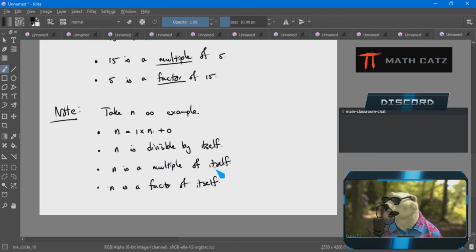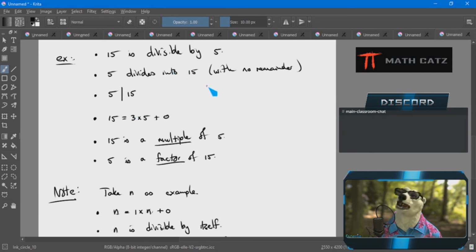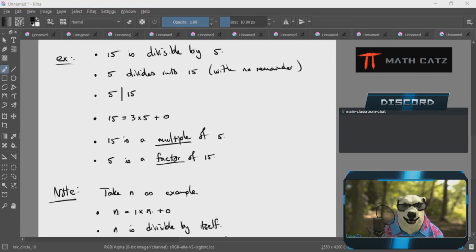So there's a little bit of an overlap. But when the numbers are different, sure, then I think of the big one being a multiple of the small one. The small one being a factor of the big one. The big one is divisible by the small one. The small one divides into the big one. But note that they don't have to be different, actually. They can be the exact same number. And these statements can still be true. All right. So that is the introduction for divisibility.